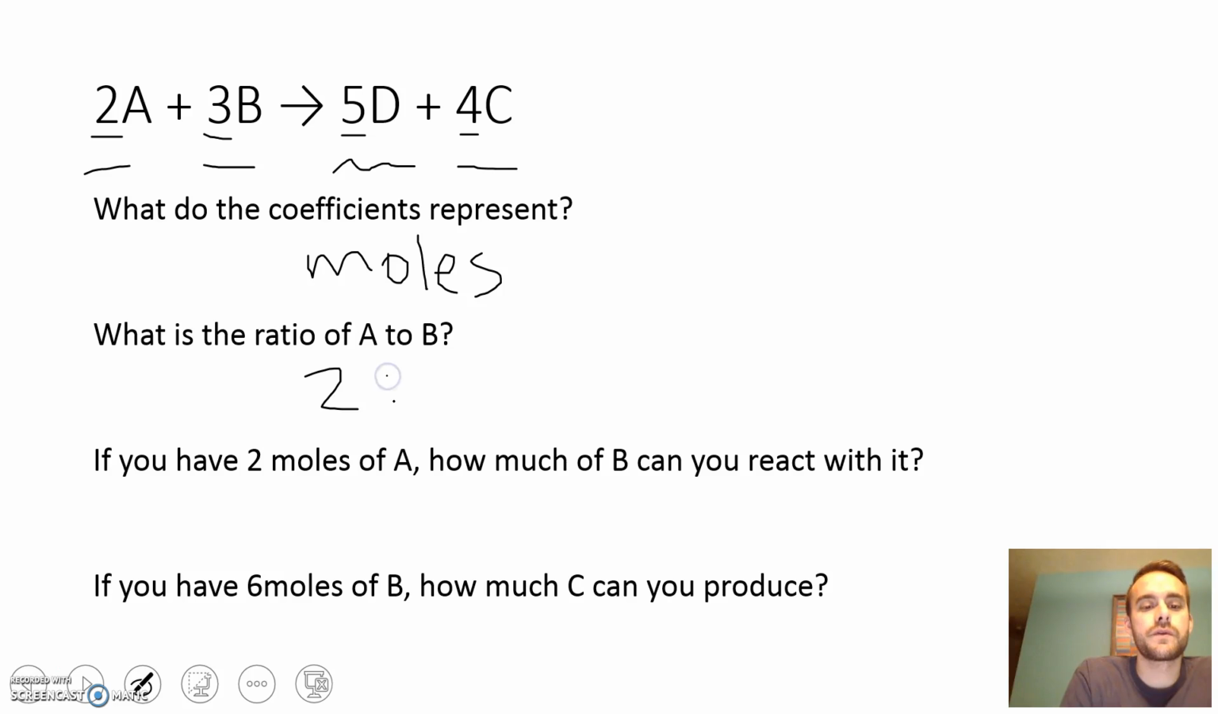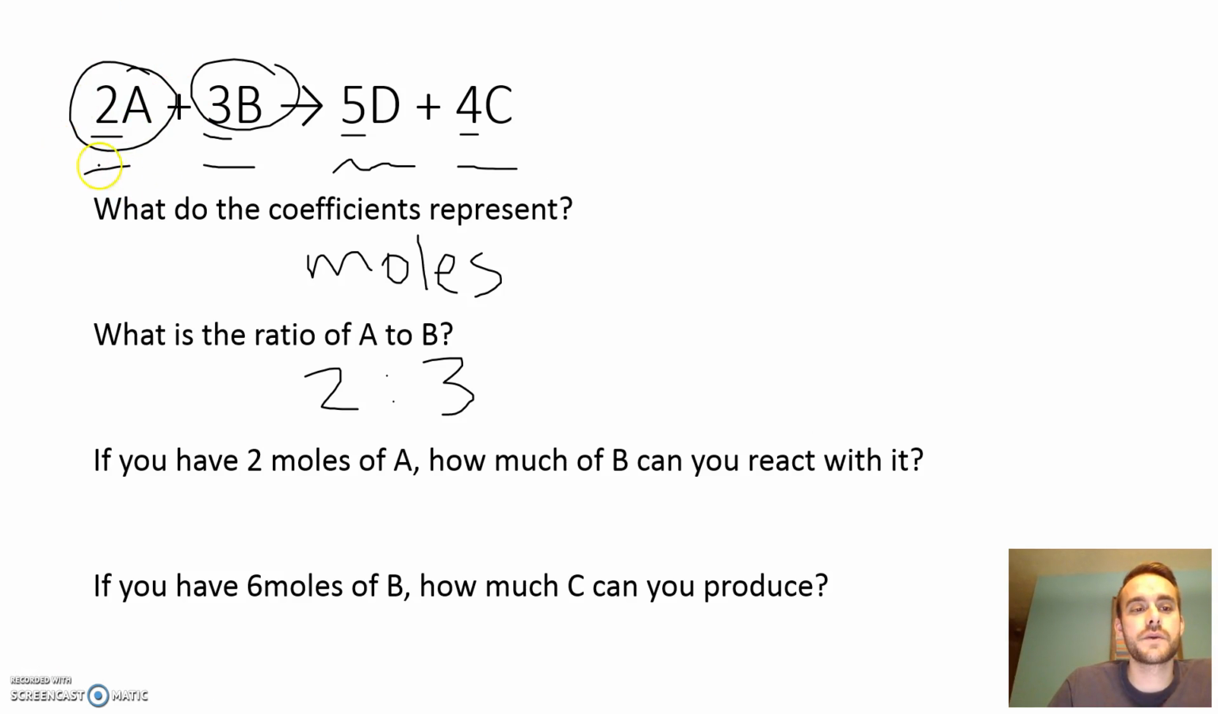Okay, so for our ratio of A to B, you get that directly from the equation. It is 2 to 3. We just took the numbers in front and used those. So that means if I plug in 2 moles of A into this equation, how much B would I have to react it with? I would have to react it with 3 moles of B, because that's what the equation says.